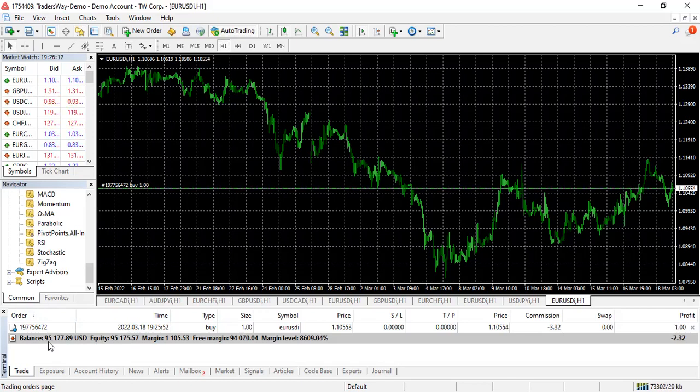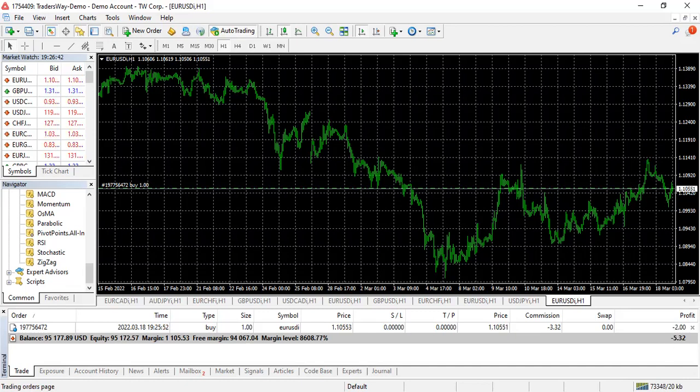Now, let's go to unrealized profit or loss. This is the unrealized profit or loss. Currently, my account is at minus 5.32, a floating loss. When I now close this trade, it doesn't mean I've started losing money.